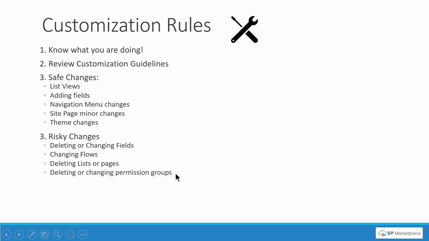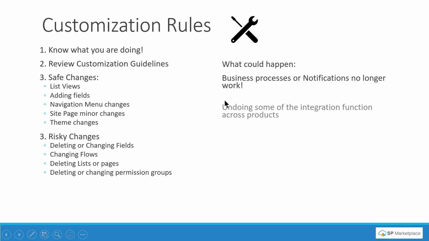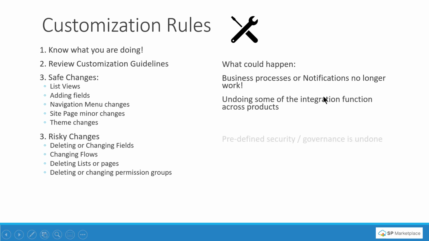And deleting or changing permission groups: you can add permission groups, but don't go deleting permission groups, because again, you may be breaking governance. So again, what could happen? Business processes or notifications no longer work. Undoing some of the integration function across products, which may be there because of that. Predefined security or governance is undone, for instance, too. And when you're adding even things like navigation, you might want to use audiences there.